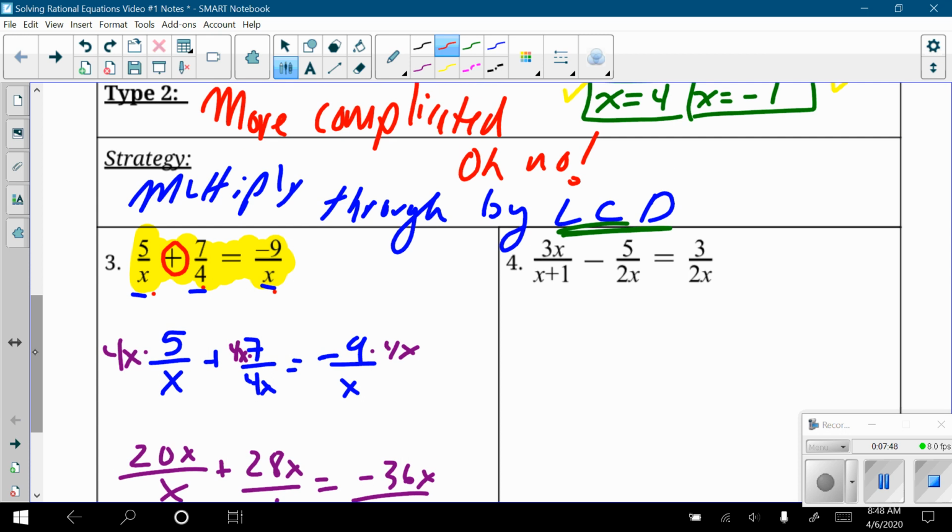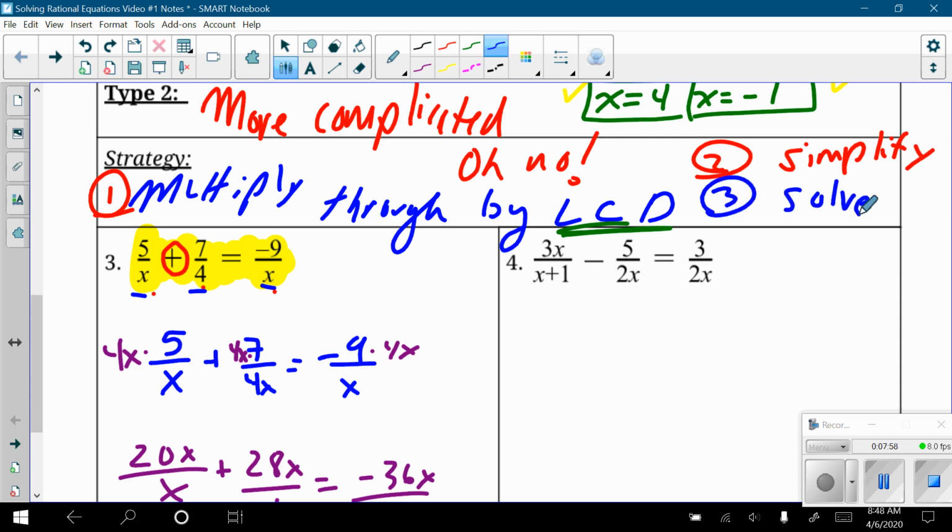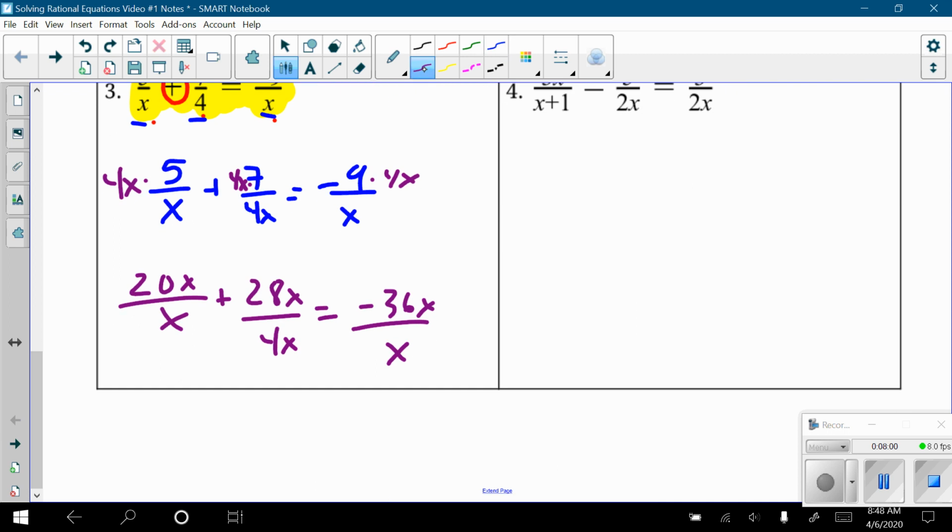The second thing you're going to have to do, I should make a couple of steps here. Simplify. The last step is going to be solve. Simplify these fractions. Cross out those x's. 28x divided by 4x is just 7 because the x's cancel. Here I'm going to have 20.